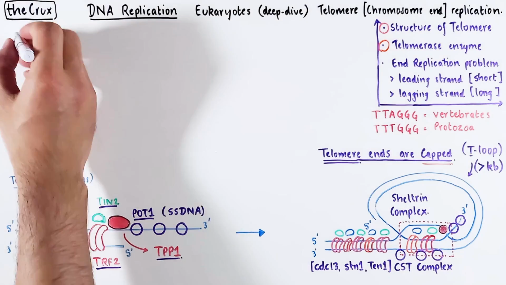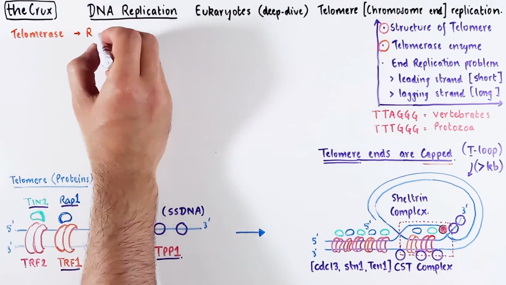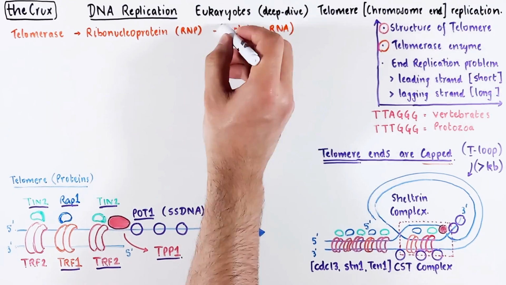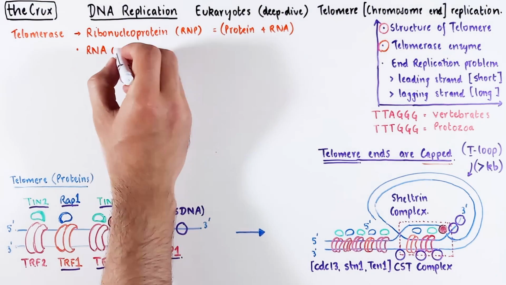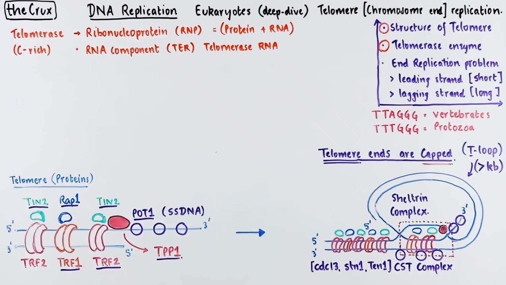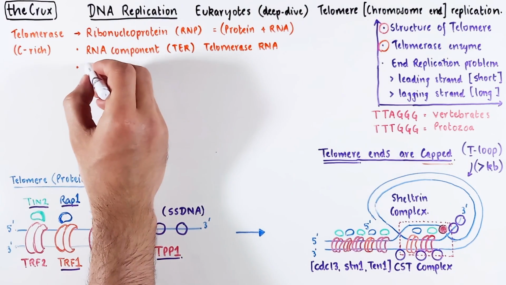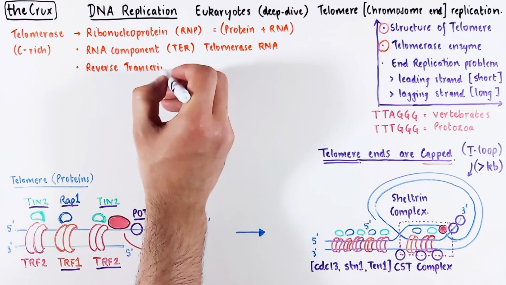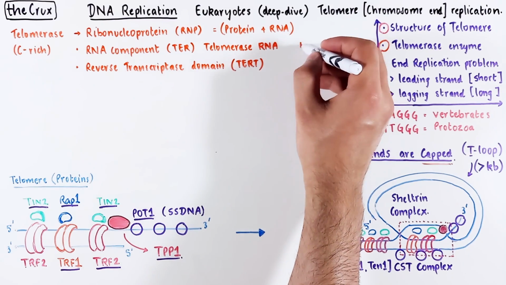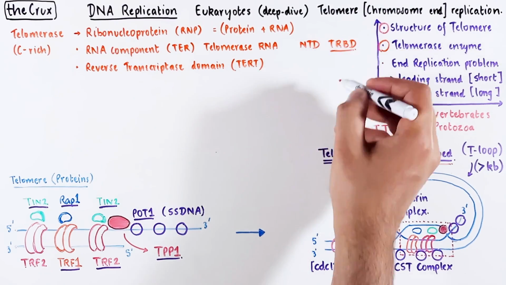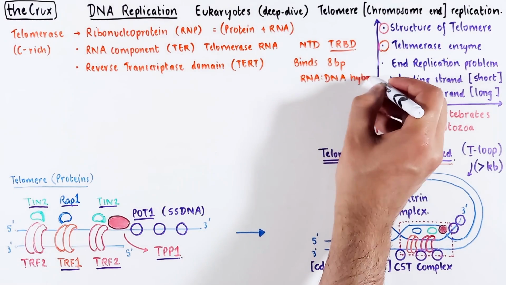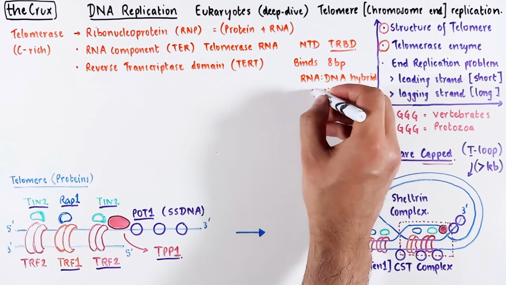Now, let's take a brief tour of the telomerase enzyme, which is a ribonucleoprotein, meaning that it is composed of both RNA and protein. The RNA component, commonly known as telomerase RNA, tends to be rich in cytosines. On the other hand, the protein portion of the enzyme has a crucial subunit called TERT, which is a reverse transcriptase-like enzyme. Notably, the N-terminal region of TERT contains a binding domain responsible for binding the RNA-DNA hybrid, specifically of about 8 bases. This forms the active site of telomerase.